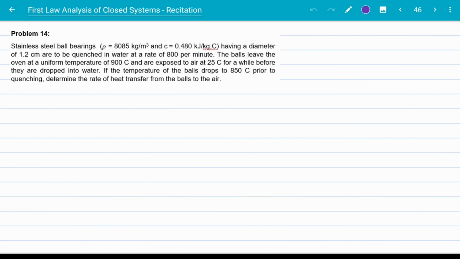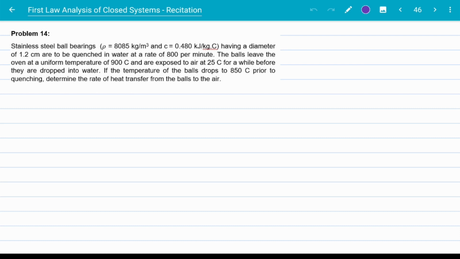Okay, problem 14. We have stainless steel ball bearings. The density and specific heat are given, and the diameters of individual balls are also mentioned. We want to quench them in water at a rate of 800 per minute. The balls leave the oven at a uniform temperature of 900 degrees and then are exposed to air at 25 degrees for a while before they are dropped into water. If the temperature of the balls drops from 900 to 850 prior to quenching, determine the rate of heat transferred between the balls and air.